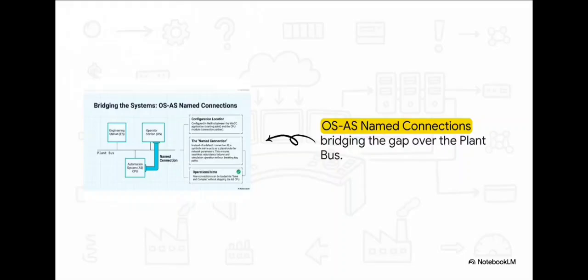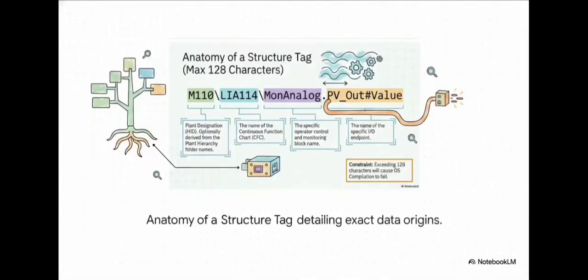This is a real game changer because it guarantees seamless redundancy failovers and simulation operations without ever breaking your vital tag paths. This named connection is what carries your highly specific structure tags. If you break down the anatomy of one of these tags, it combines the plant folder names, the continuous function charts, the specific block name, and the exact I/O endpoint, all fused into one continuous, cohesive data string.